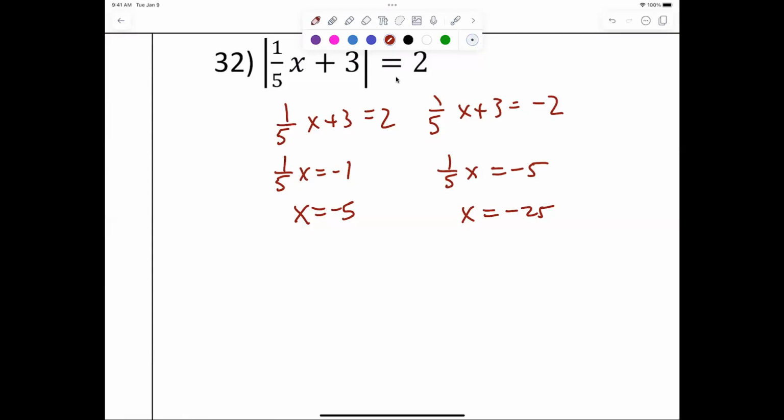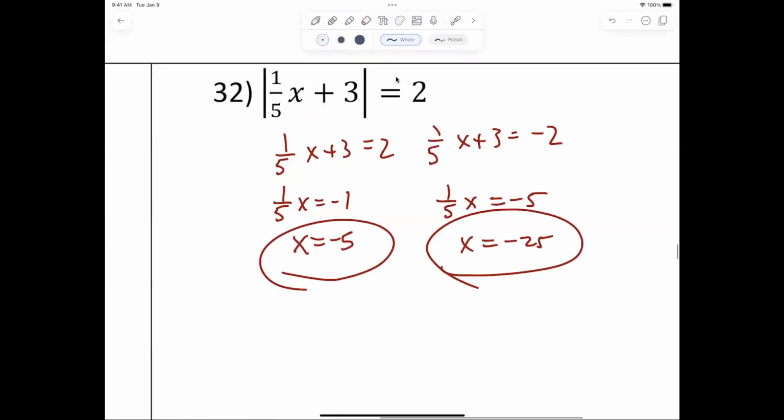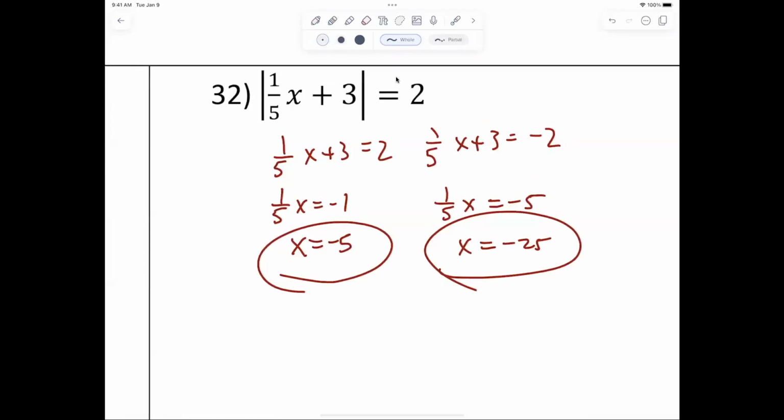Everybody good with that? Wait. Would you do, what? I thought you have to actually isolate it. I did isolate the x. No, I know, but at the beginning, you should do like -3. No, remember, absolute value requires 2 solutions. You have to write it twice. One where it's equal to 2 and one where it's equal to -2.